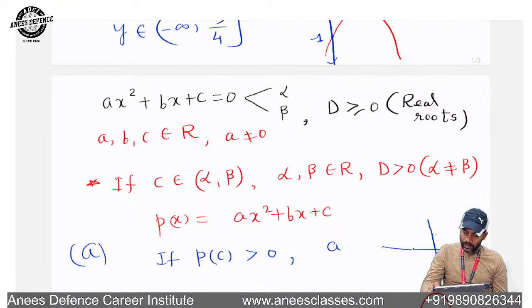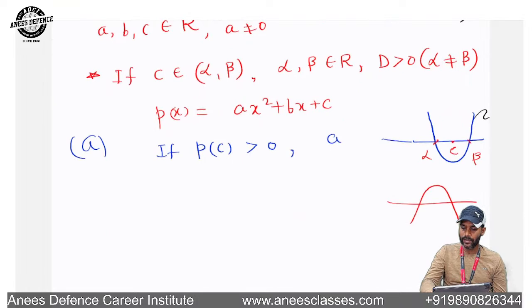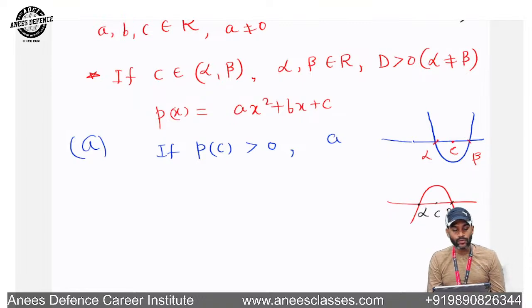Here will be alpha and here will be beta. c will be somewhere here. In this diagram also, this is alpha and this is beta, and c will be somewhere here. Now, in these two graphs, in the first graph, what is p of c? P of c means at c, which type of value are we getting?